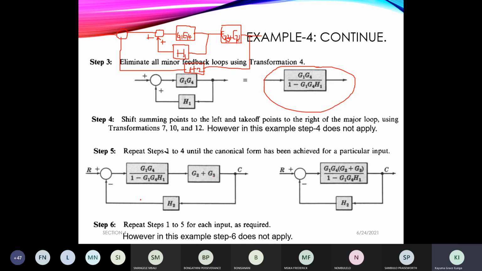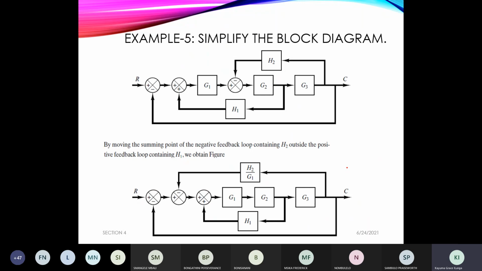And if they say, let's find the canonical form, after just doing this cascade operation, we can stop there and say, okay, we have got our canonical form, where we have one transfer function in a feedforward and another one in a feedback. This is what we call a canonical form. But if they ask you to find the equivalent transfer function, you can also do this feedback too, and you're going to get the answer. So there is another example here, which is also quite interesting.